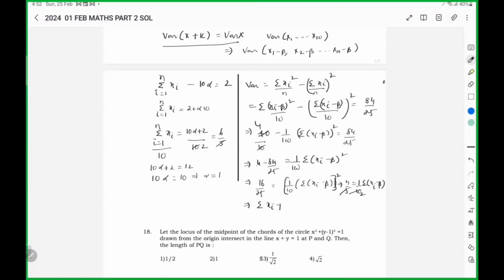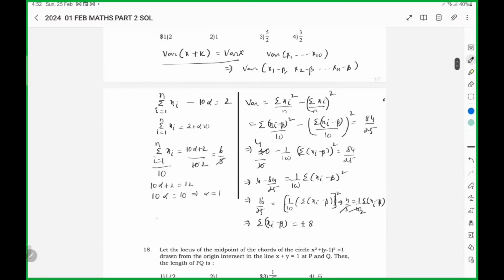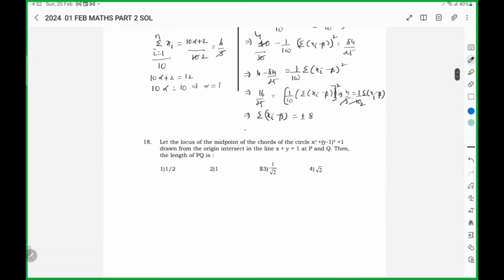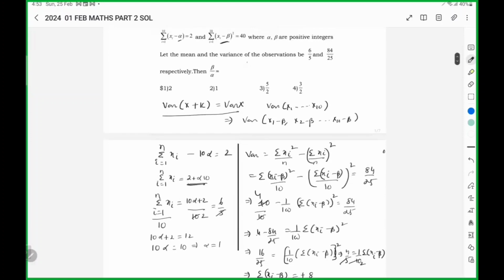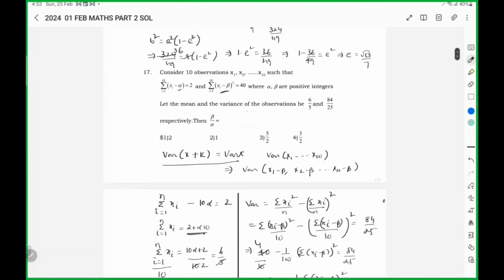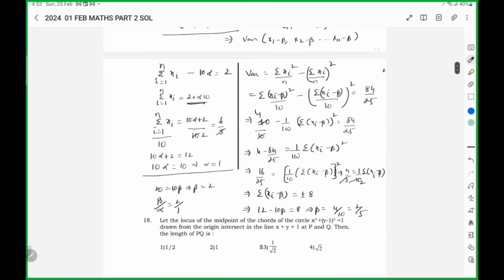There may be two possibilities. From the square, it is plus or minus 8. Sigma xi here, with alpha as 1, becomes 12. So 12 minus 10 beta is 8. Beta will be 4 by 10, 2 by 5. And what he's asking is beta by alpha. Another possibility, if you take minus 8, 20 is equal to 10 beta. Beta is 2. Beta by alpha will be 2 by 1 or 2 by 5. 2 by 5 is not there in the options. So the first one is correct.